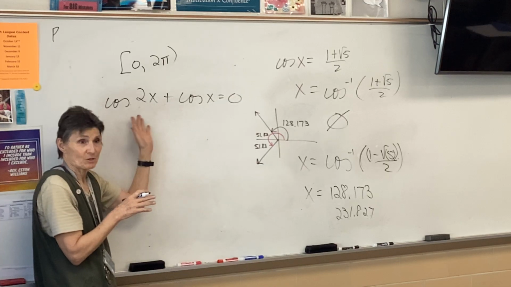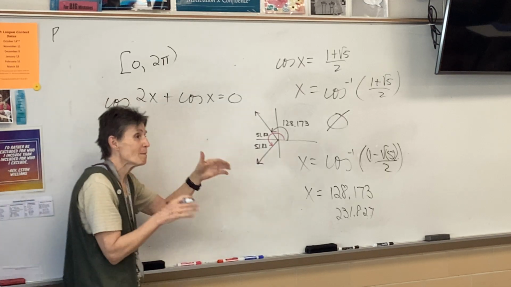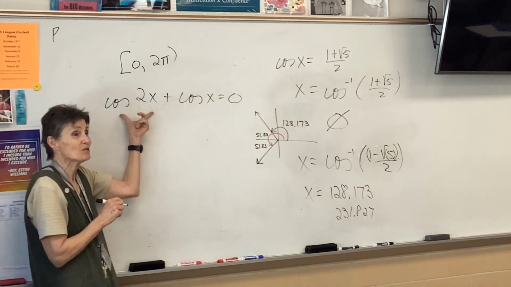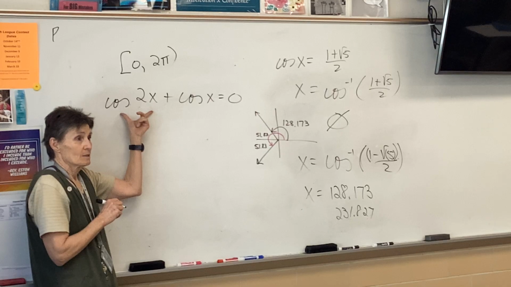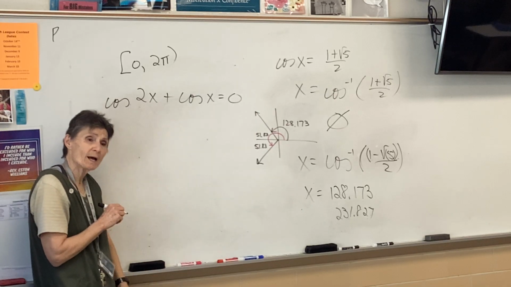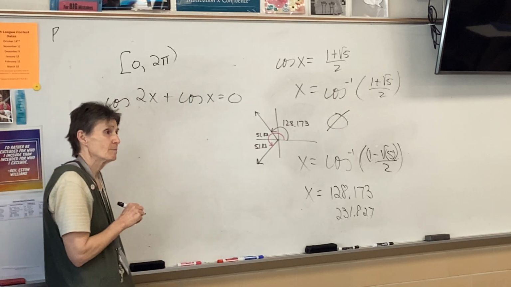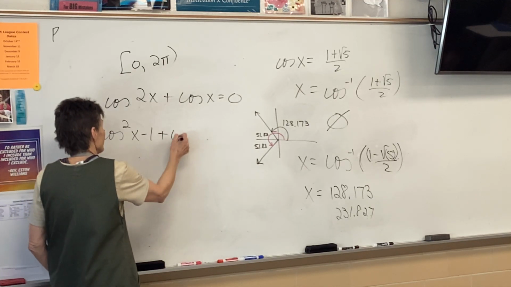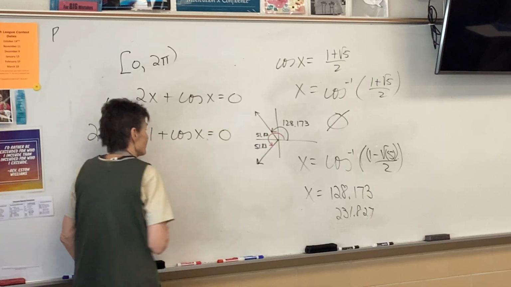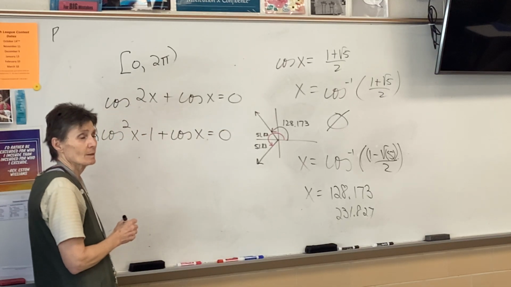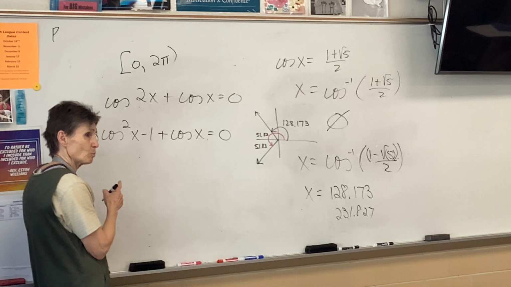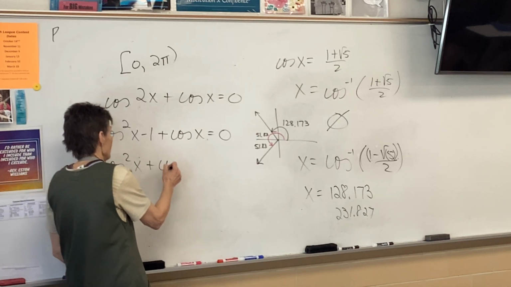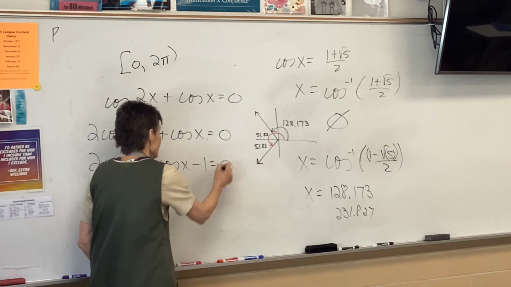They don't match. So, you guys, if they don't match, there's nothing you can do to make them match except change it. So what are you gonna do with cosine 2x? 2 cosine squared minus 1? You can factor that. Let's get that in the right order. 2 cosine squared plus cosine minus 1.